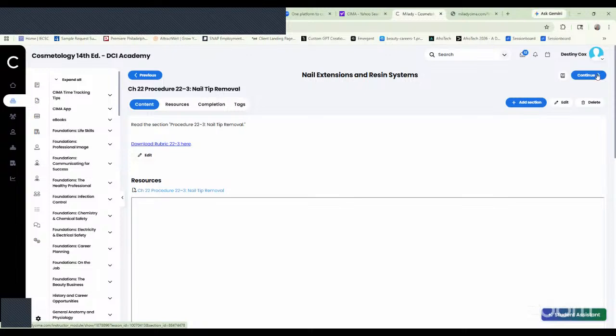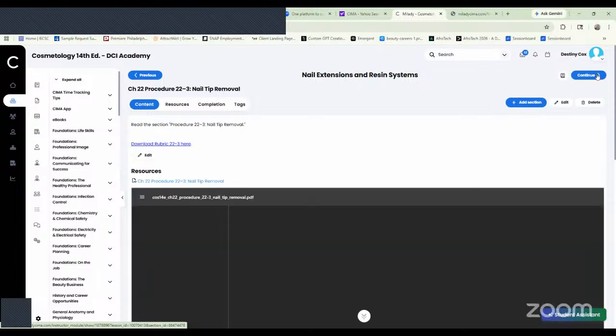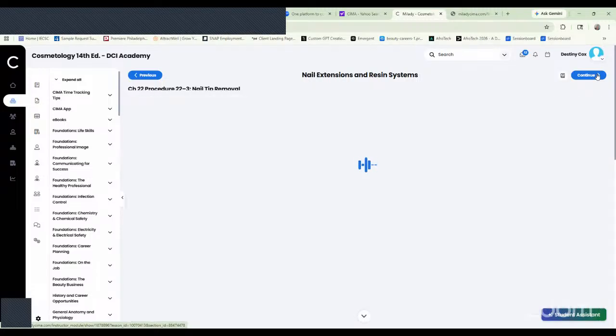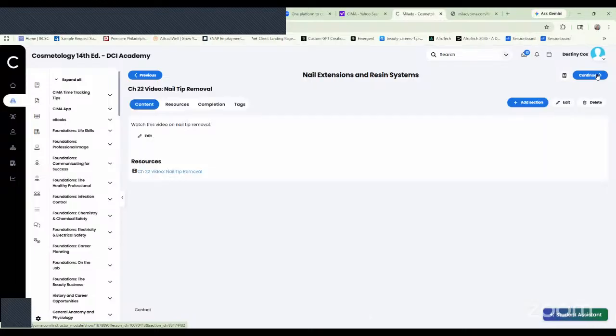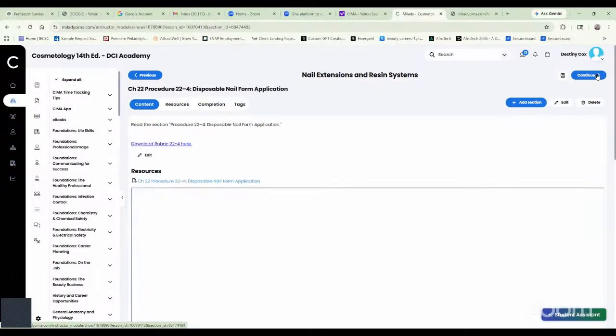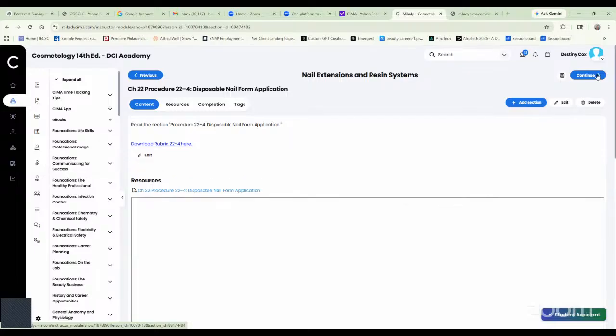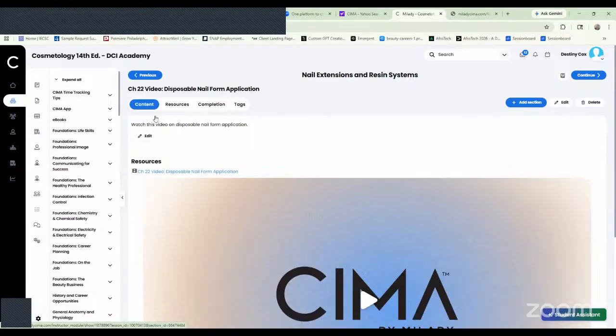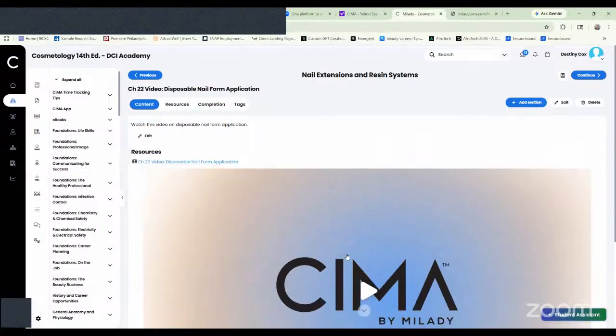In this final section, you will see rubrics, which are procedures. You have videos. Let's see. Let's go to nail form application.